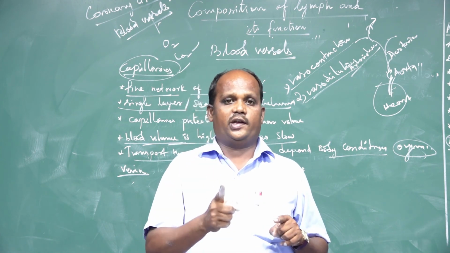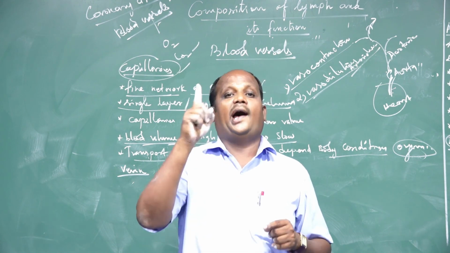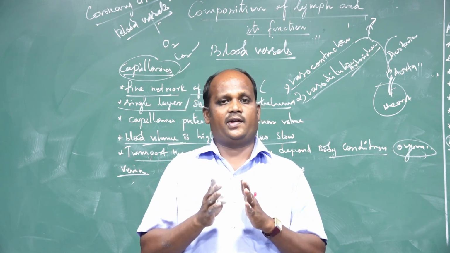Another one is the coronary artery, which supplies O2 blood to the heart muscles. That is the remaining topic, which we will discuss in the next class.